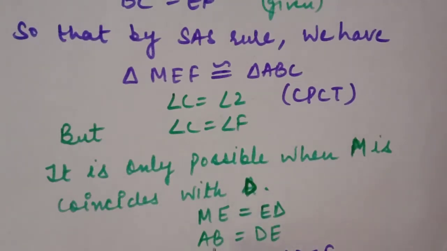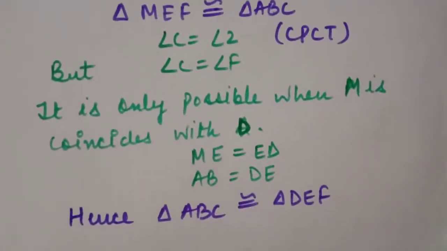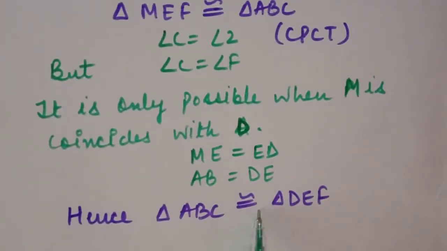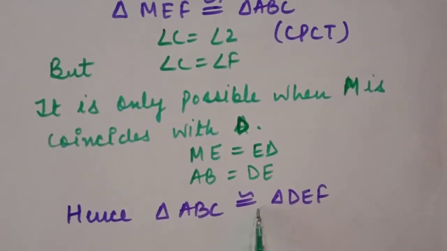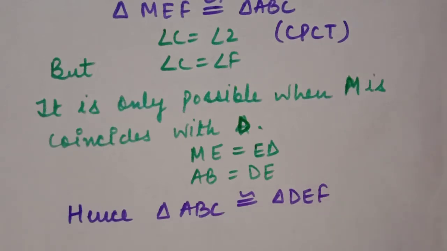ME is equal to ED and AB is equal to DE. So the triangles ABC and DEF are congruent to each other. In all three cases, we proved triangle ABC and DEF are congruent to each other. So definitely these two triangles are congruent to each other. Hence proved. This is your first theorem. Now students, your second theorem, theorem 7.2.